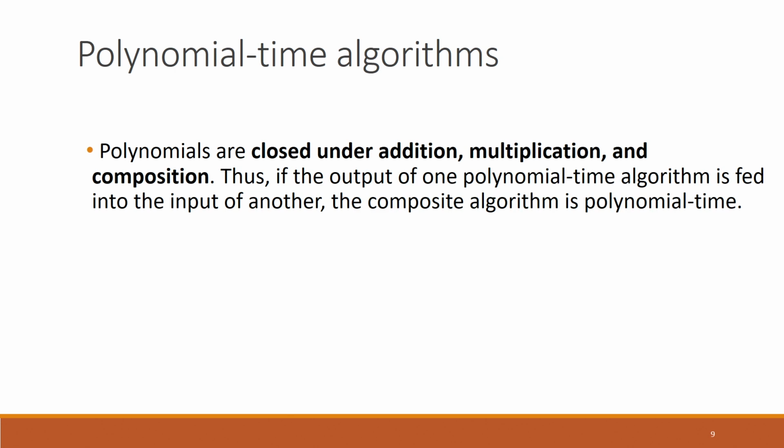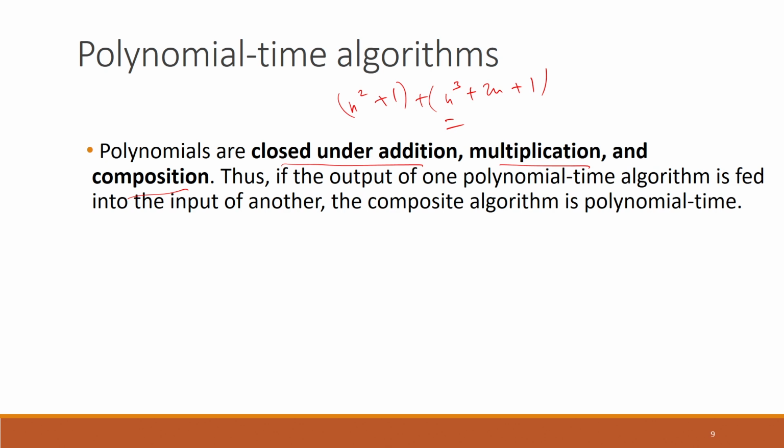So, one of the reasons why polynomial time algorithms are important is this property that polynomials are closed under addition, multiplication and composition. What does it mean? First, they are closed under addition means that if you add two polynomials, you will get another polynomial. For example, if you have a polynomial n square plus 1 and you have another polynomial n cube plus 2n plus 1, and when you add both of them, you will still be getting a polynomial function.